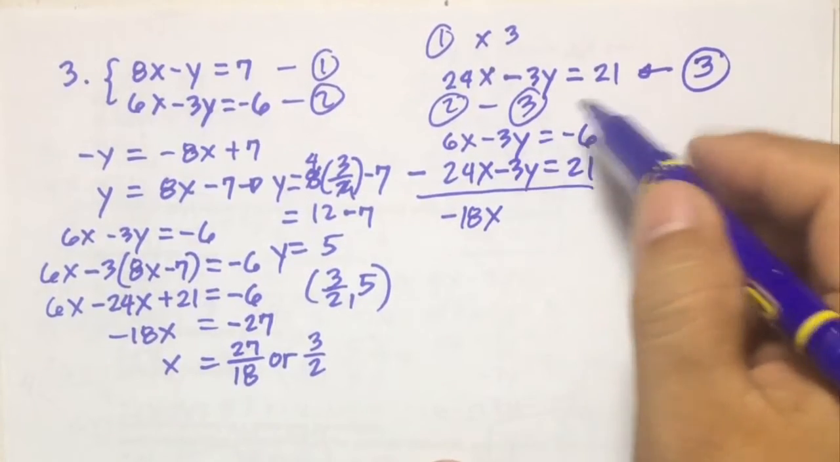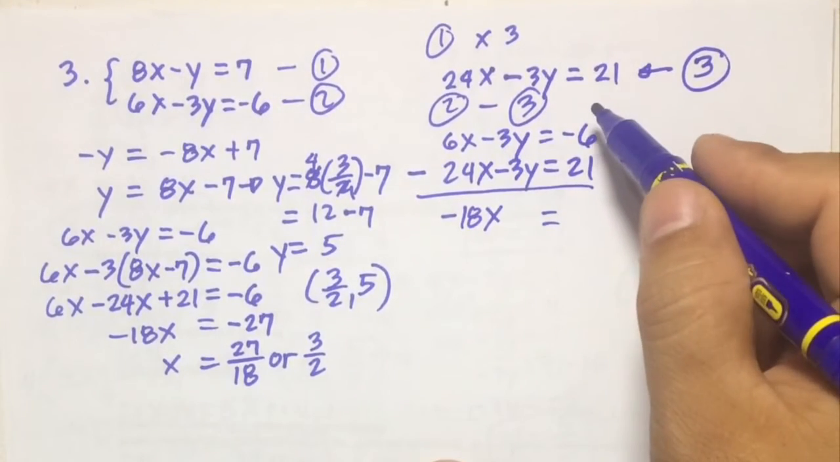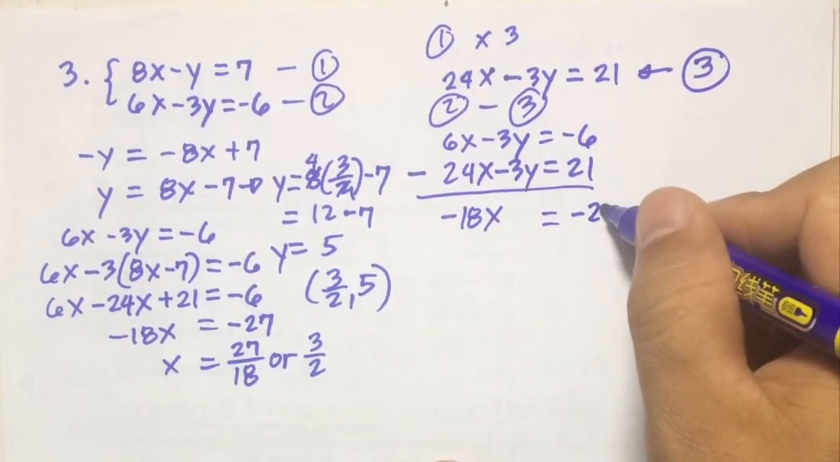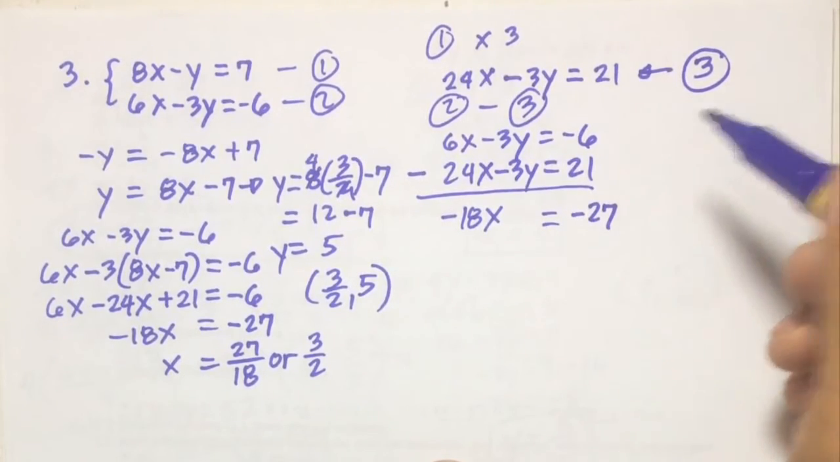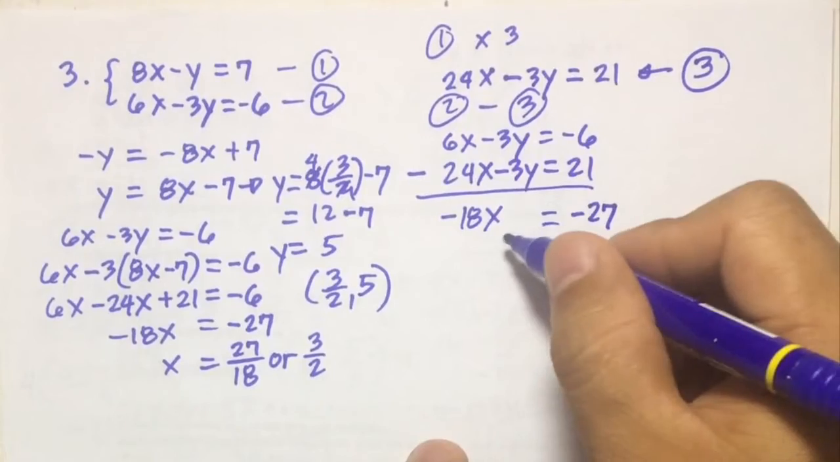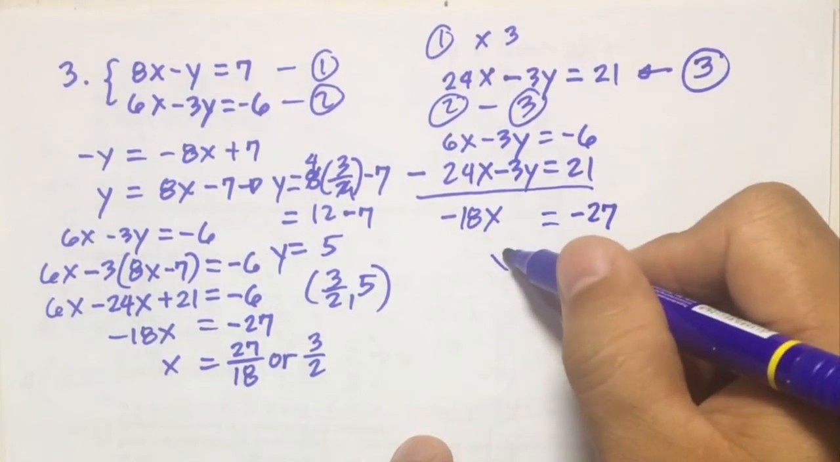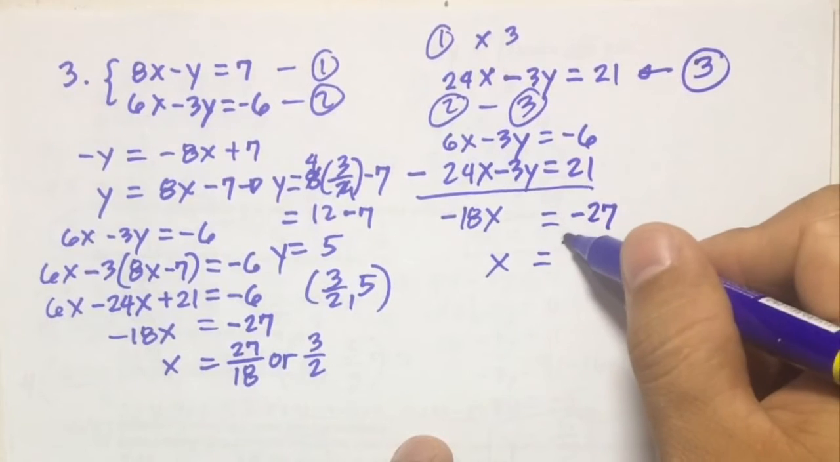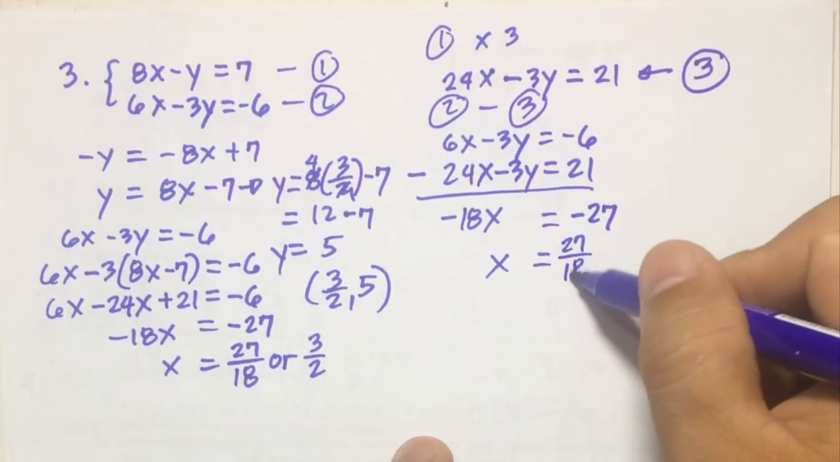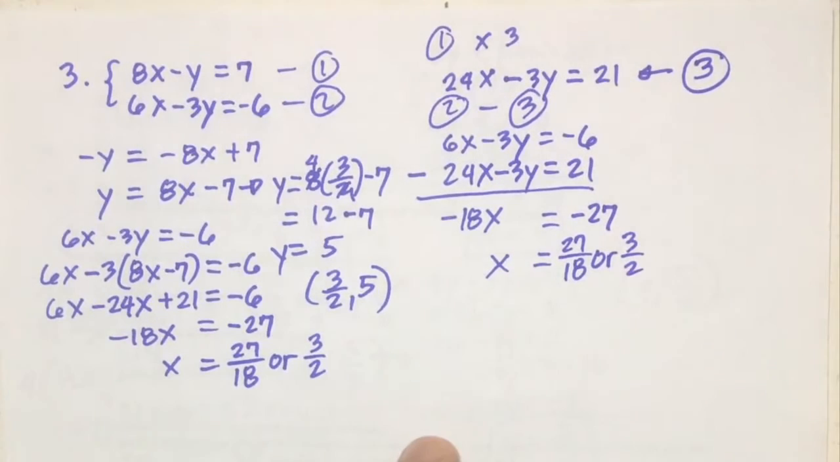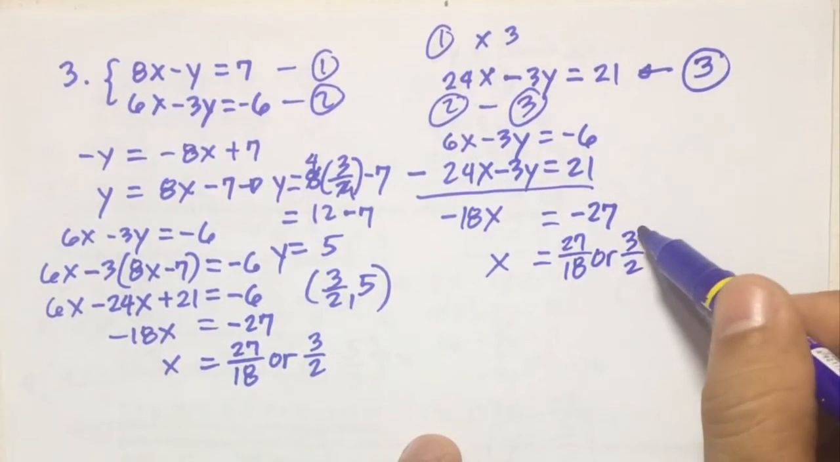Then y here will be eliminated. Then negative 6 minus 21, that will be negative 27. Then dividing both sides by negative 18, the same with the first procedure, we can have the value of x equals 27 over 18 or 3 over 2. So this is the value of x.